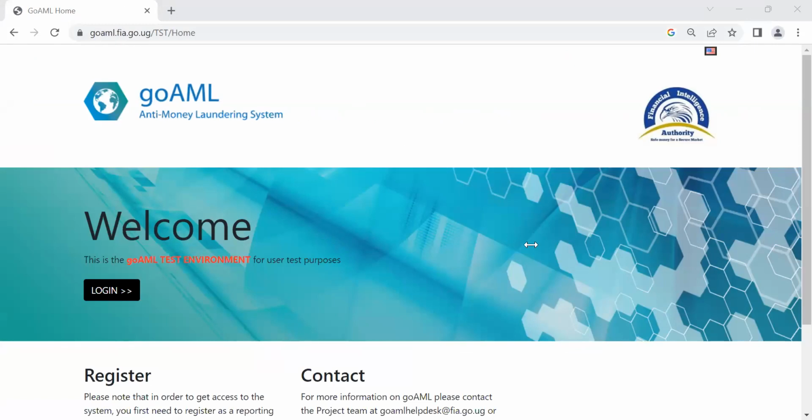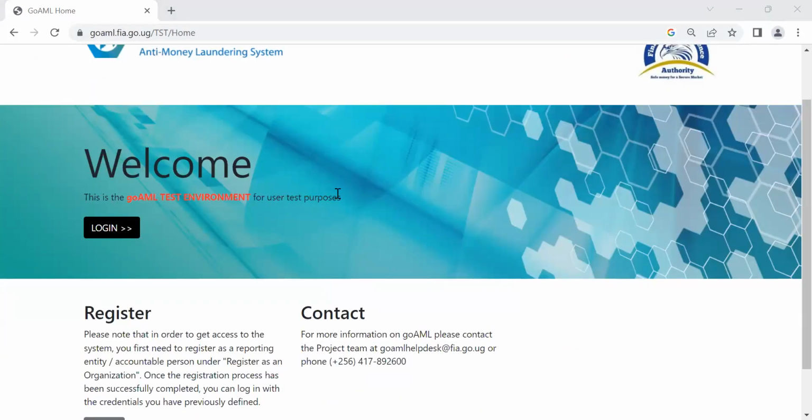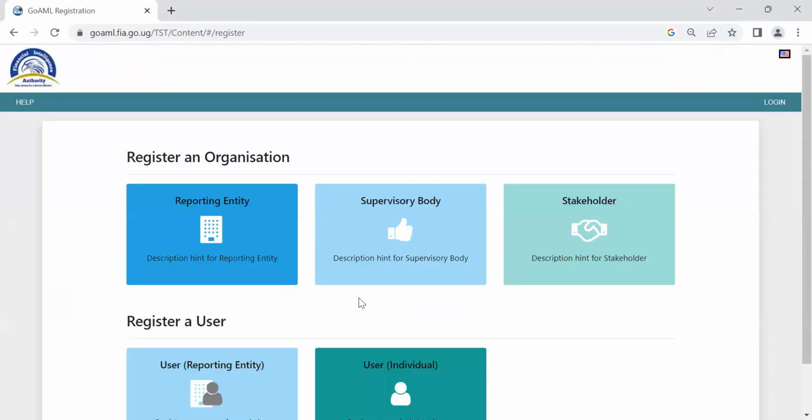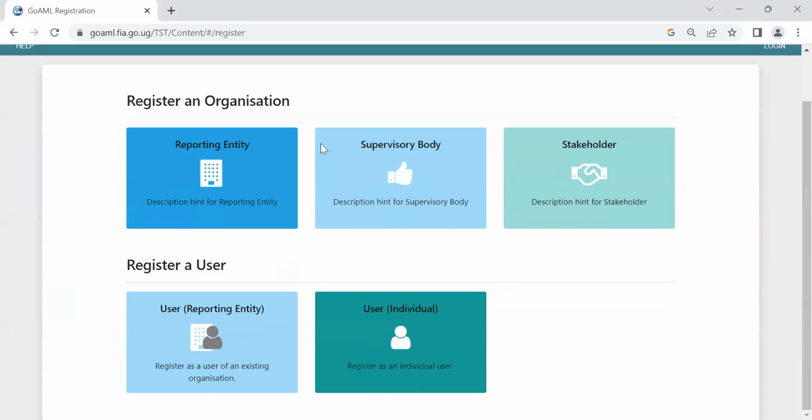Once you're in the test environment, you see it's highlighted. This is the test environment. You scroll down and click on register. That is what we are going to do for now, the registration. Once you click on register, you have a page like this. If I have 10 people in the chat saying they are at this stage, then we move.